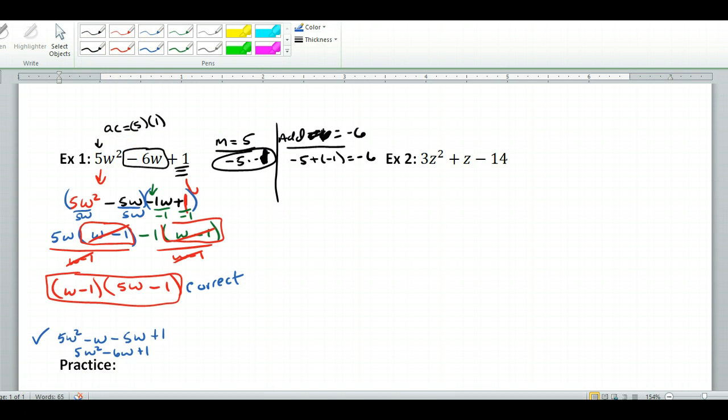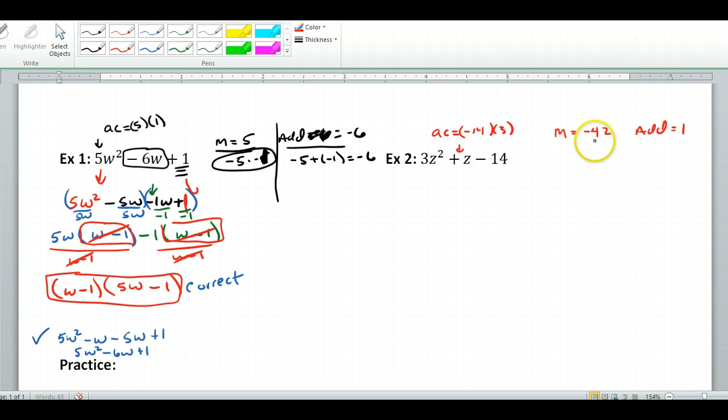So let's take a look at the next problem. Again, the steps are going to be the same. If I take a and c and multiply them together, negative 14 times 3 tells me I need to find the numbers that multiply to give me negative 42 and add up to give me this middle term, which is 1. You really have to know your multiplication tables here and be able to add in your head very quickly in order for this to work efficiently.